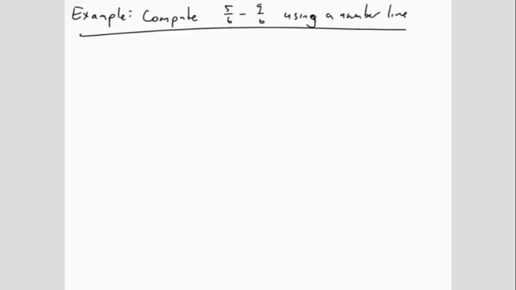Example, compute 5/6 minus 9/6 using a number line. Before we actually draw and label the number line, we want to think about what's going on in this calculation. We are going to move 5 1/6 steps to the right, and then 9 1/6 steps to the left. 5 to the right, 9 to the left, we're going to end up to the left of 0, and so we need to make room for that on our number line picture.